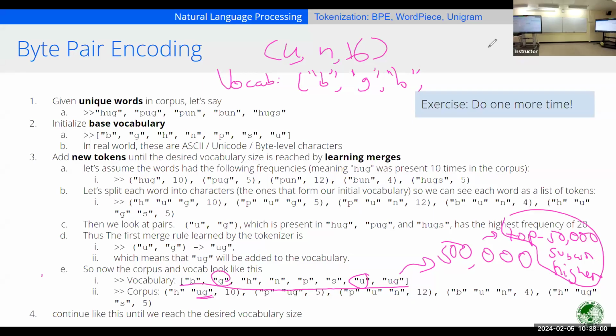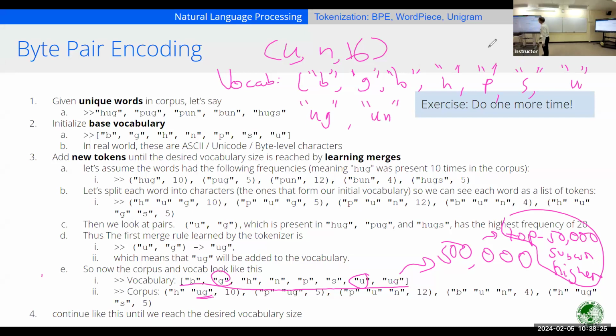All right, so now we come back. We know that UN has the highest frequency. So the vocab is basically B, G, H, P, S, U, UG and UN.